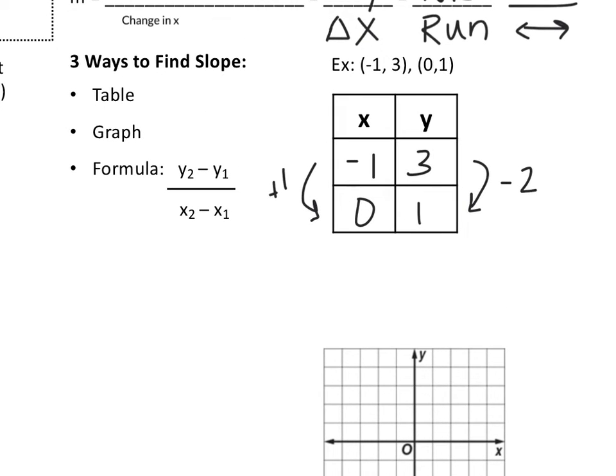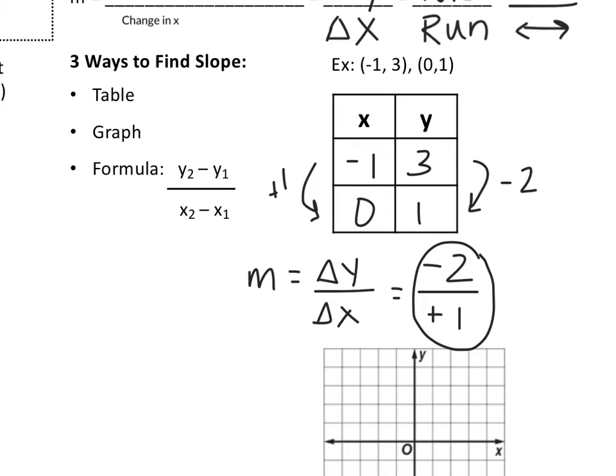So your full slope there would be m equals, you're going to do your change in y over your change in x. So our change in y is -2, and our change in x is +1. So that would be your slope between those 2 points.